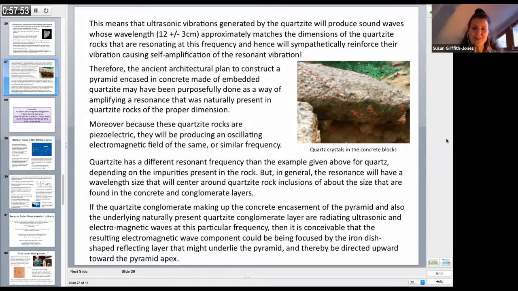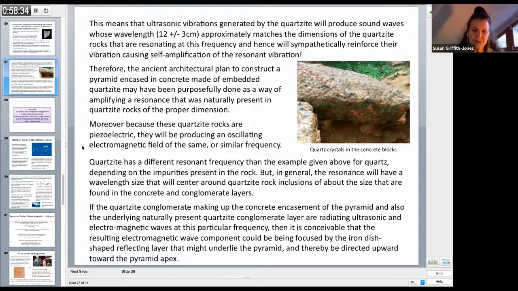So, therefore, this ancient architectural plan to construct a pyramid encased in concrete made of embedded quartzite may have been purposefully done as a way of amplifying a resonance that was naturally present in quartzite rocks of the proper dimension, which is why I mentioned the 10 centimeters, etc. And here on the right, you can see that there are quartz crystals embedded in the concrete blocks. These are concrete blocks from the Pyramid of the Sun. So moreover, because these quartzite rocks are piezoelectric, they will be producing an oscillating electromagnetic field of the same or similar frequency.